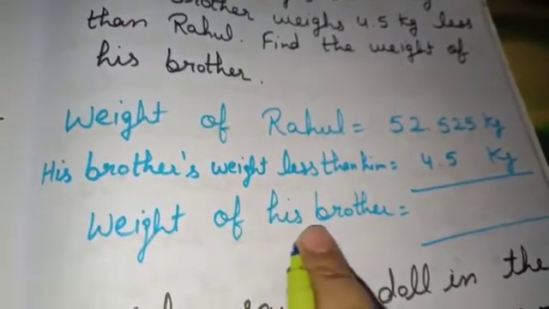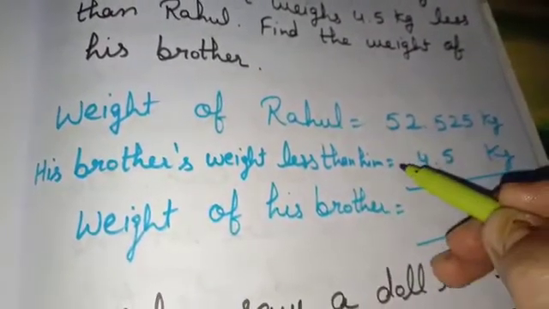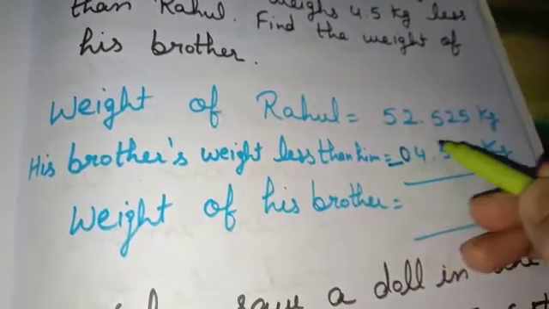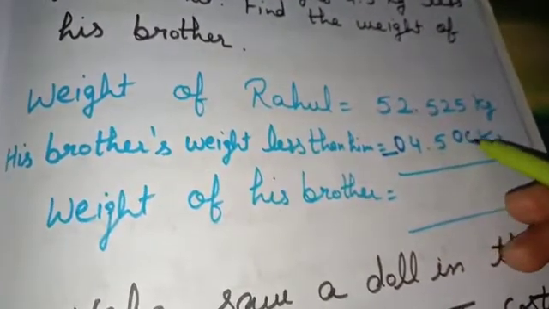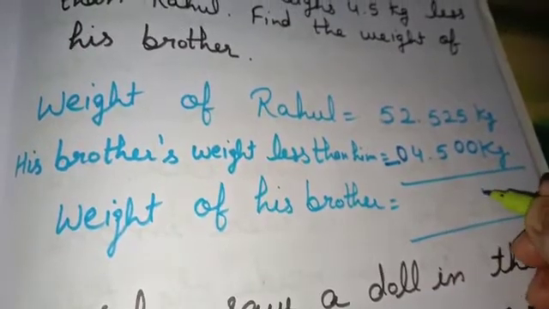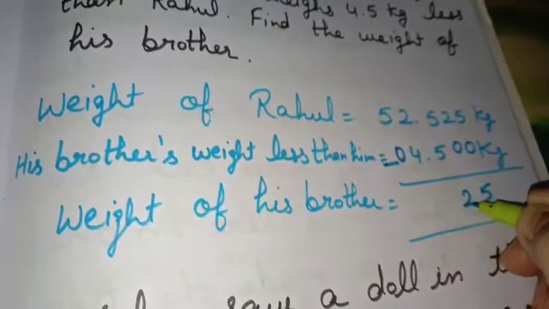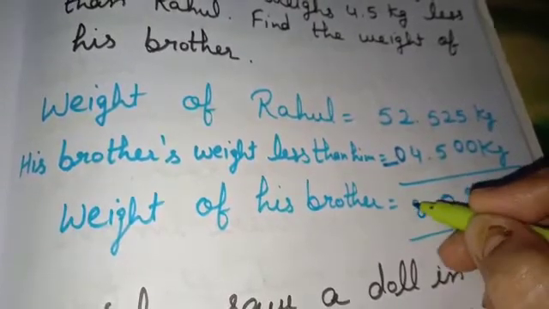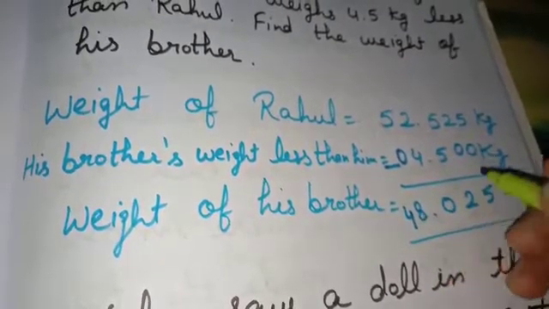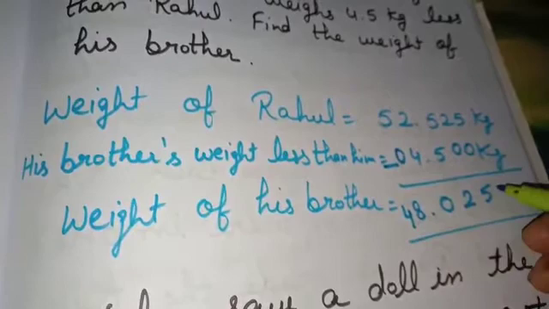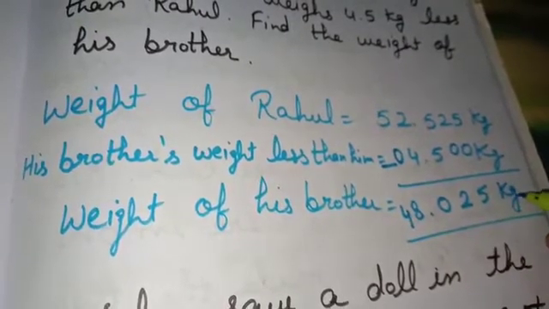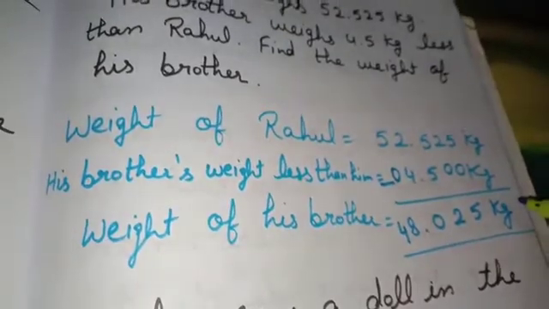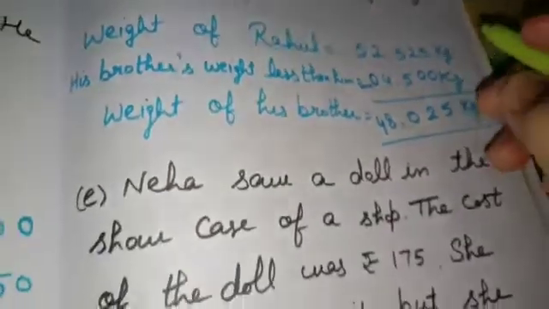So to find the weight of his brother, we will subtract, and before subtraction just fill the vacant places with 0. Then 5 minus 0 is 5, 2 minus 0 is 2, 5 minus 5 is 0, then 12 minus 4 is 8, and 4 minus 0 is 4. It's 48.025 kilogram, the weight of his brother. Let's move to the next part.